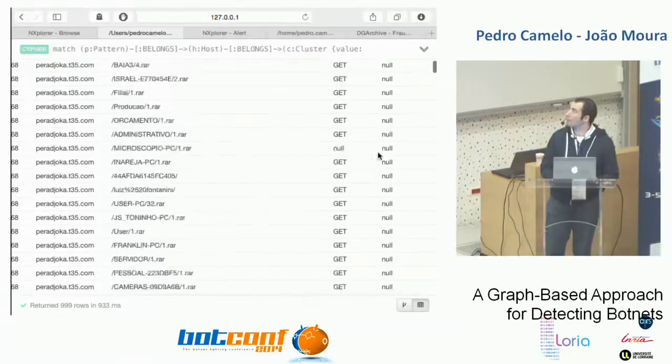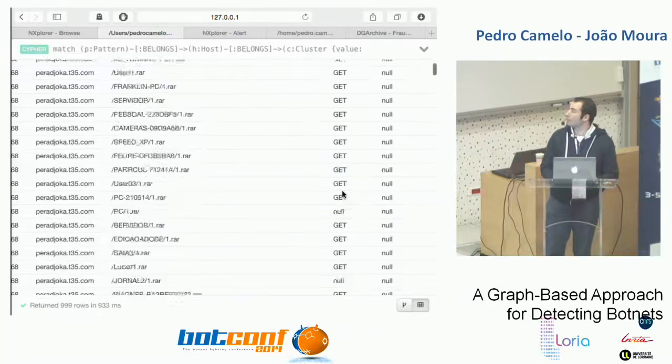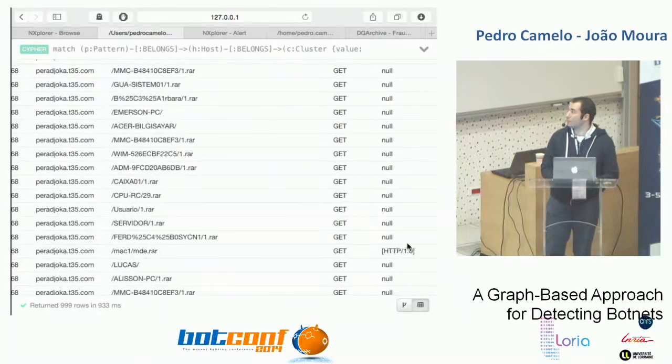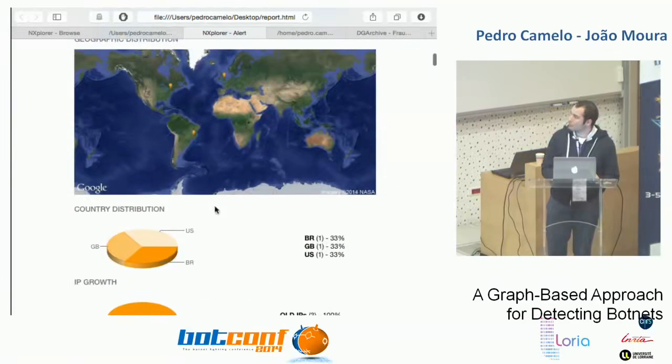You often have some other information or don't have. In this case, you don't have method. But here you have HTTP 1, the other ones don't. Let me see. Next part. This is an example. Another example. I think this is Mevade. I'm not sure, but this is an alert from our system. There is something going on with that domain, and it happens to be in 3 countries.